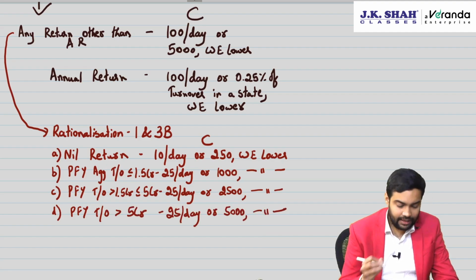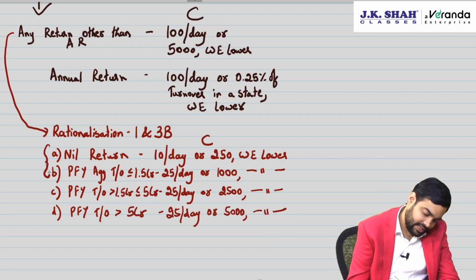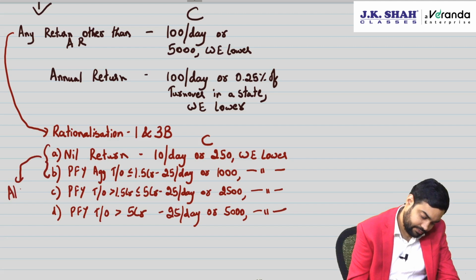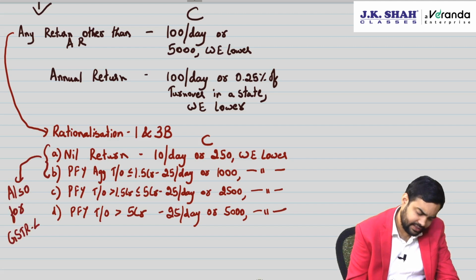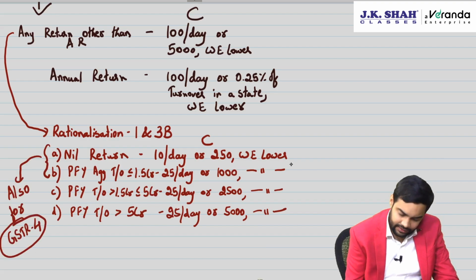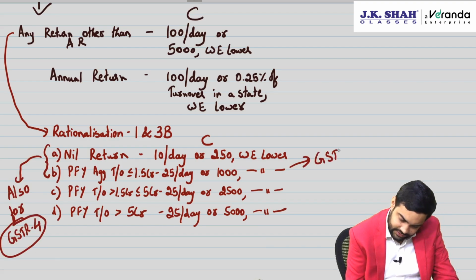Now, A and B is also applicable for GSTR 4 because C and D cannot apply. This is also applicable for GSTR 7.